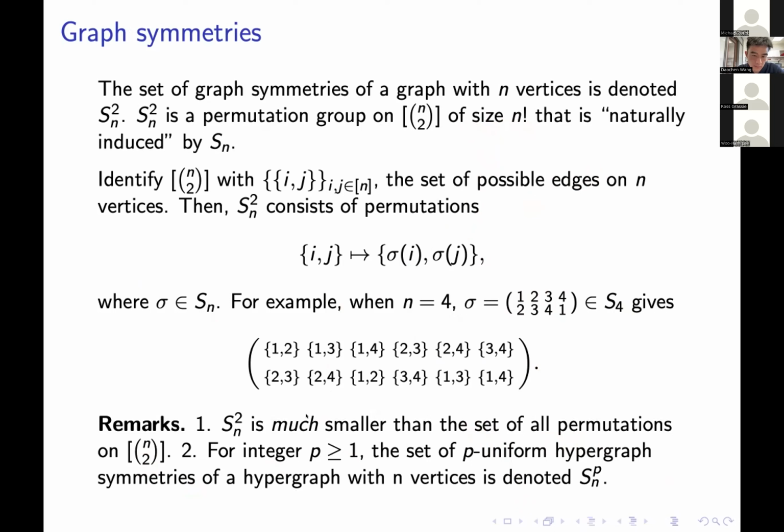In fact, for each integer p, there is the set of p-uniform hypergraph symmetries of a hypergraph with n vertices. This is denoted S_n^p and is defined analogously to S_n^2. I'll just note that a p-uniform hypergraph is a natural generalization of a graph where each edge, instead of containing only 2 vertices, now contains p vertices.